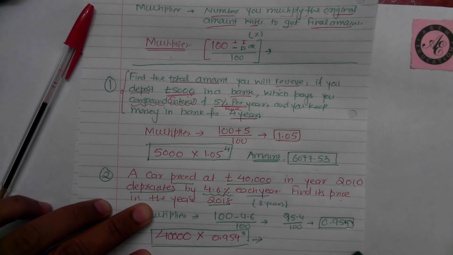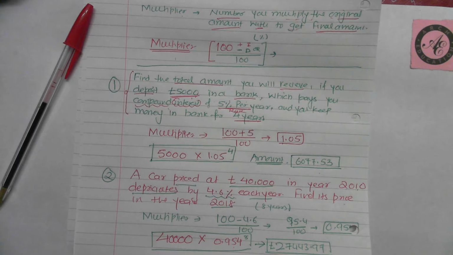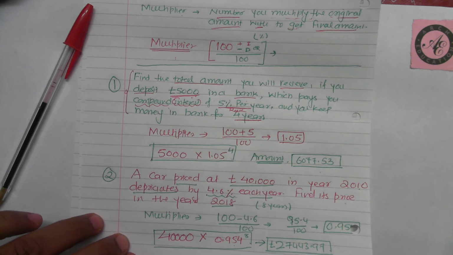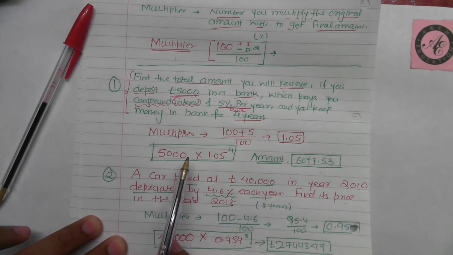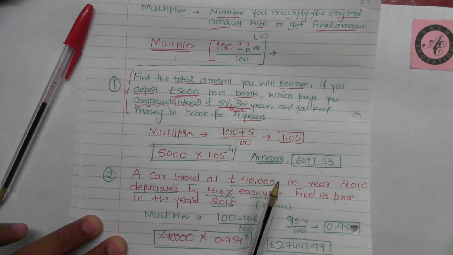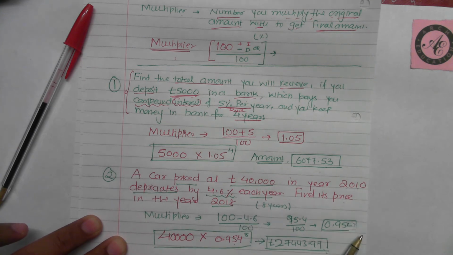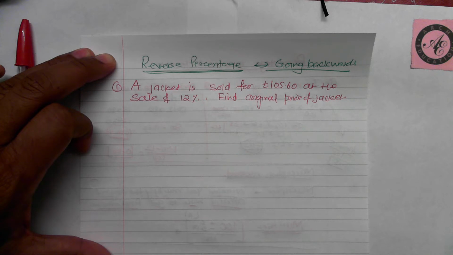I'm pausing the video, do it and check the answer with me. And the answer you get is £27,443.97 to 2 decimal places. So this is how we use the multiplier method in appreciation and depreciation questions. And I'm going to teach you one step ahead, people: if you have to find the prices before the change, reverse percentage, or going backwards.